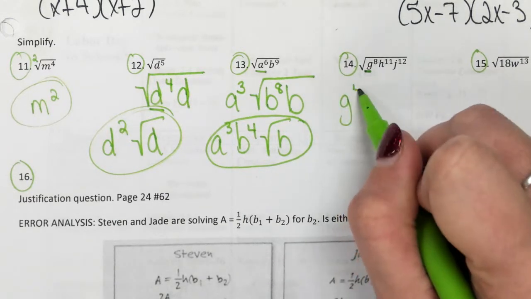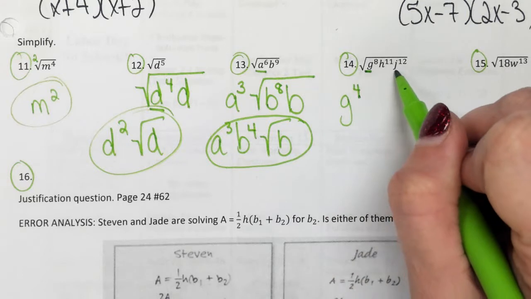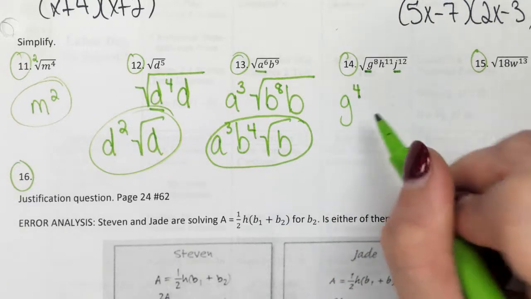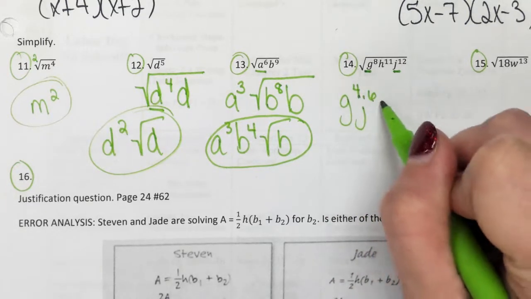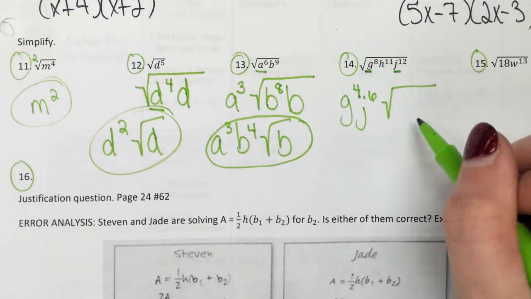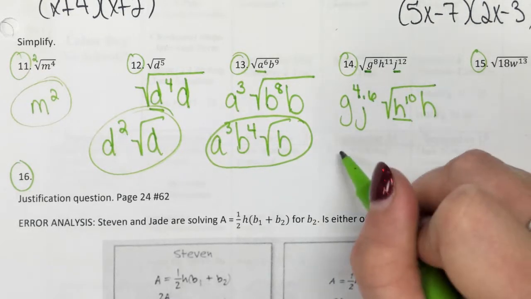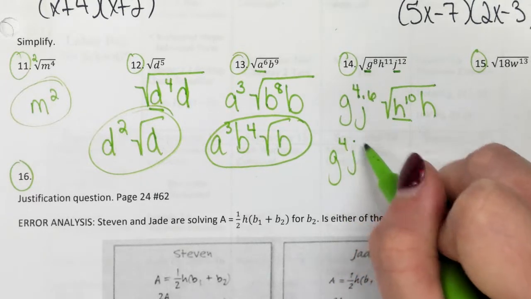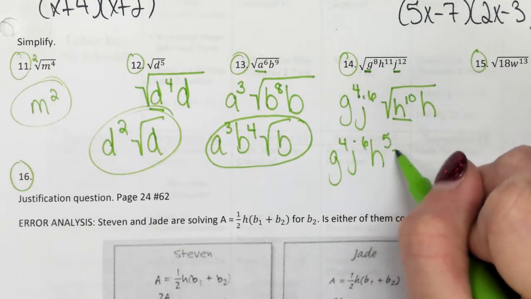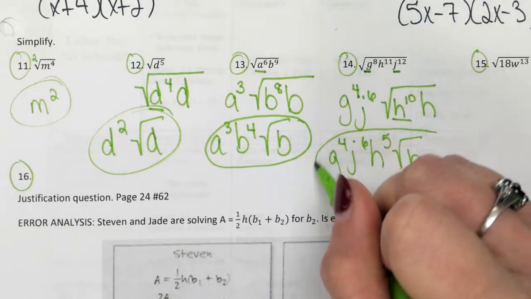All right, what about this guy? Yep, g to the 4. And then I can take the 12. What's the 12 come out as? 6. But I got to break up the h to the 11. 10 and 1. And that comes out as h to the 5. Perfect. You knew that.